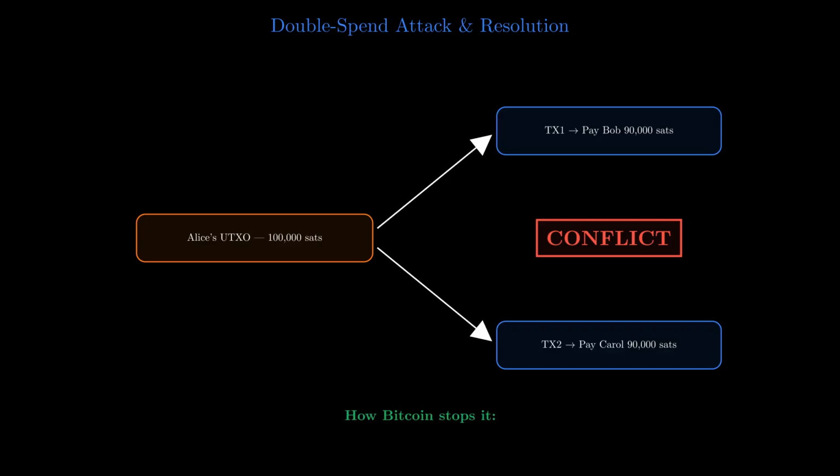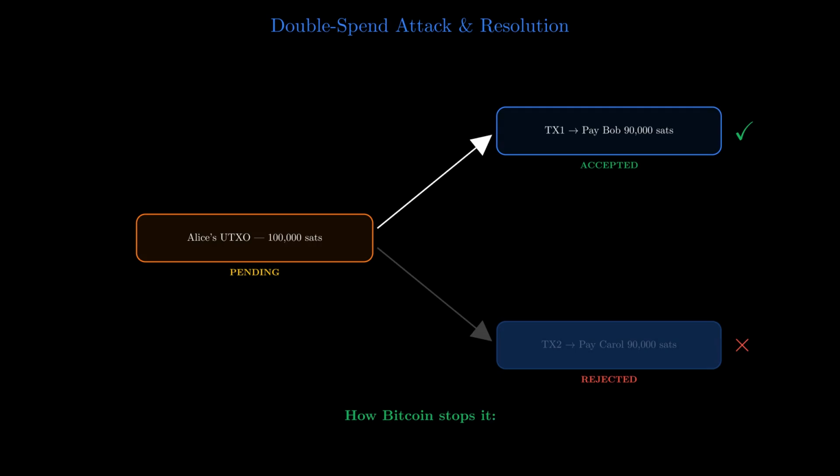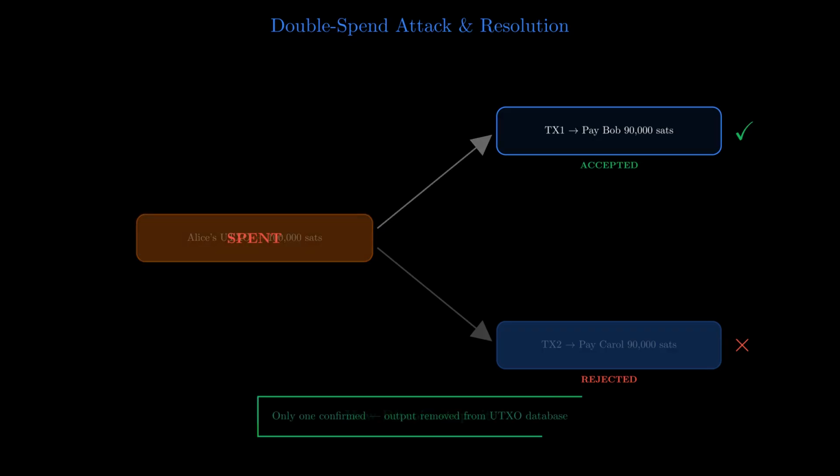Here's how Bitcoin stops it. When a node receives Alice's first transaction, it tracks the referenced output as pending. When the second transaction arrives referencing that same output, the node detects the conflict and rejects it immediately. Only one of these conflicting transactions can ever be confirmed in a block.